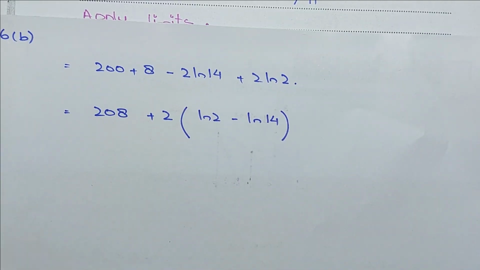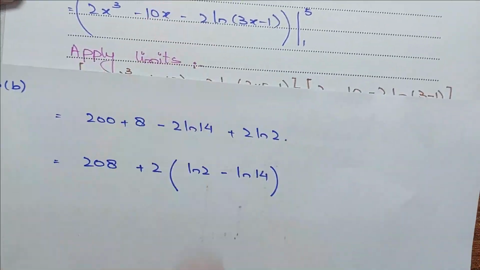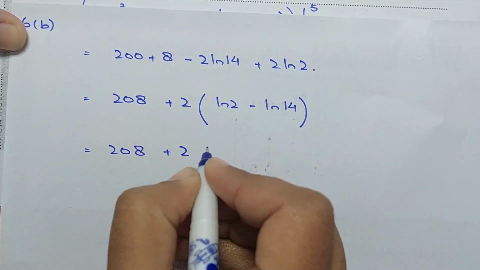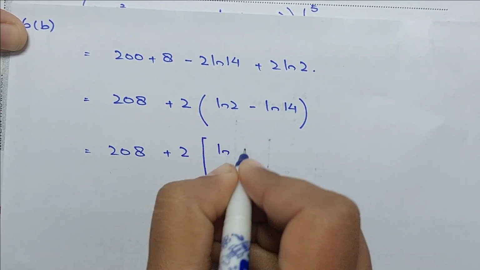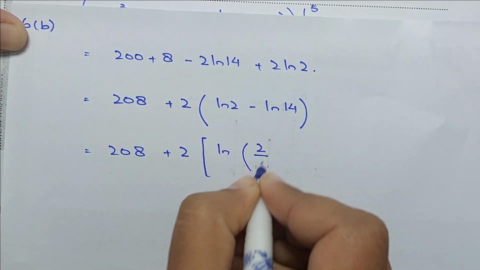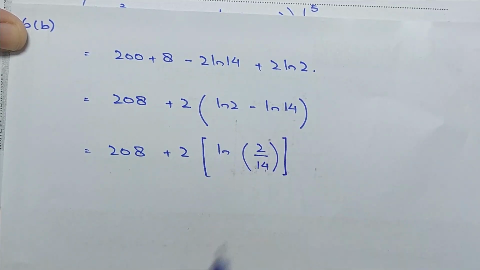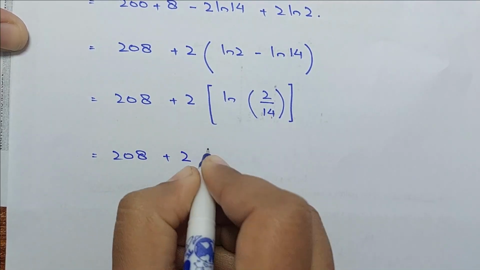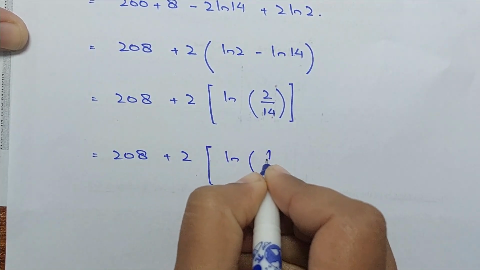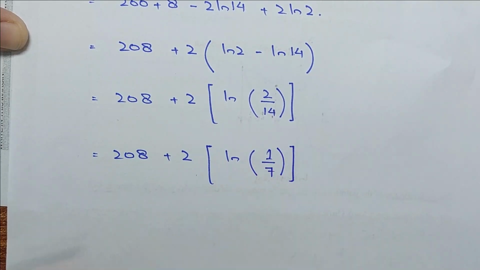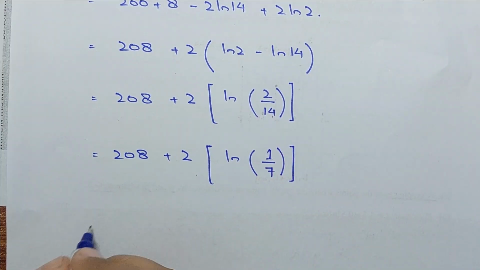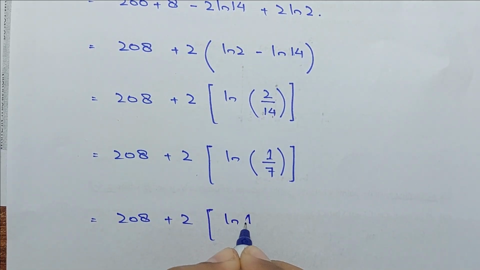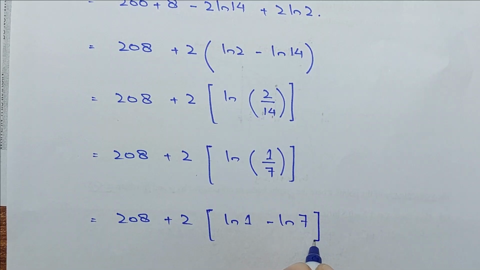We need to find the answer in the form of a minus ln b, where a and b should be integers. So this is 208 plus 2 common. Here we use a property of natural log: when you have subtraction, you can say 2 over 14. So here we have 208 plus 2 ln of 2 over 14, where 2 times 1 is 2, 2 times 7 is 14. Now 208 plus 2, and we can write this as ln 1 minus ln 7 in the division.